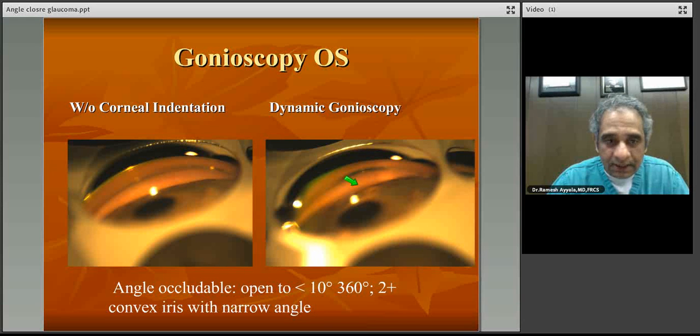This is the same patient, the left eye. This is a much more dramatic picture where you can see on dynamic gonioscopy the angle structures are opening up. And you can actually see a lot of pigmentation in the angle, indicating that this iris has been in contact with the angle for a period of time. These are the signs that you look for to advise the patient that they may benefit from prophylactic iridotomy or in combination with iridoplasty.